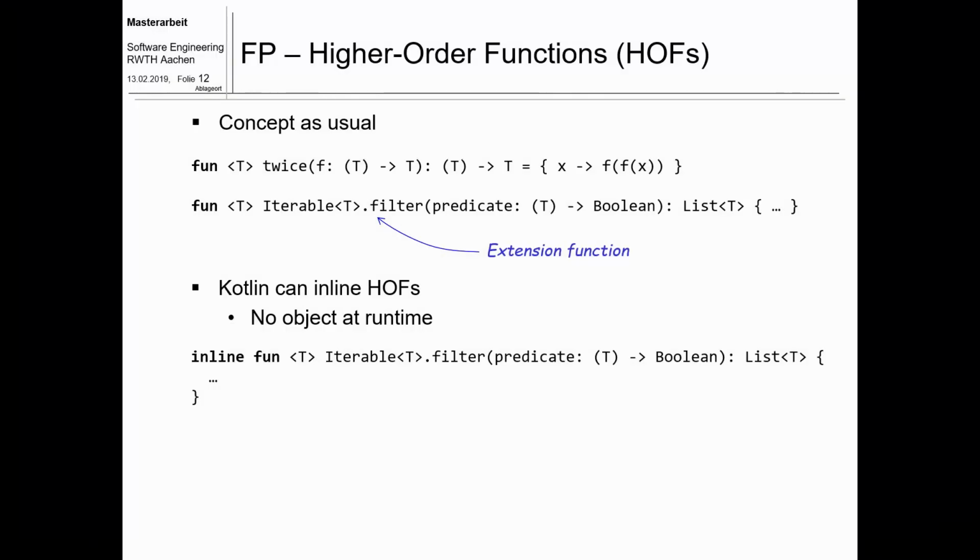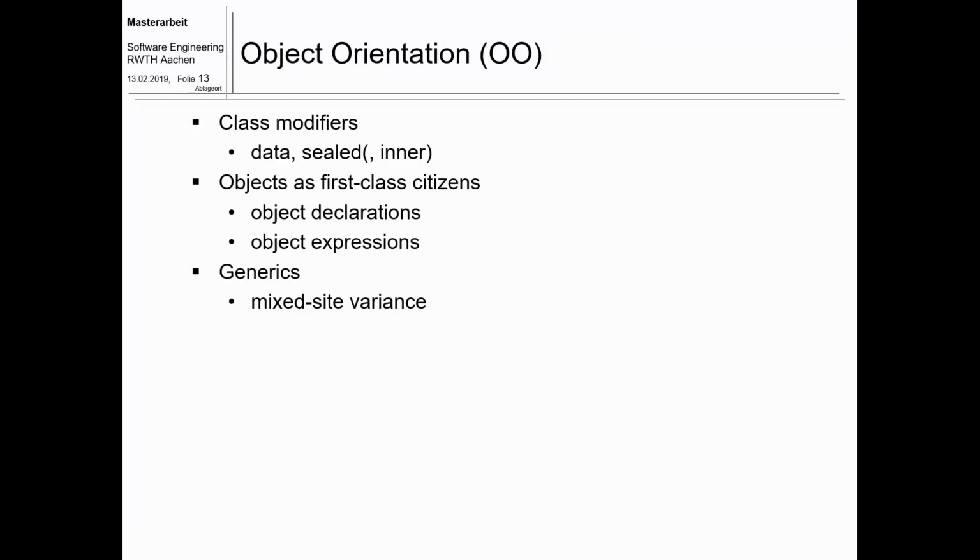Okay, so with this we've covered functional programming features. So now as the last section in this presentation, I want to go through object-oriented features in particular. And here we're going to talk about special types of classes that Kotlin provides, having objects as first-class citizens in the language. And then last, we're going to talk about generics, in particular the concept of variance, and even more in particular the concept of mixed-site variance that exists in Kotlin.